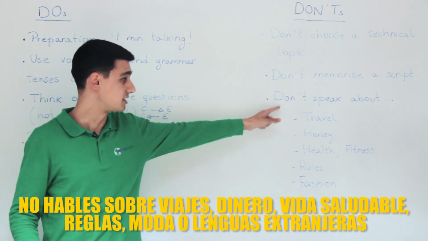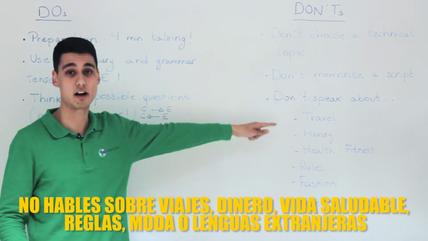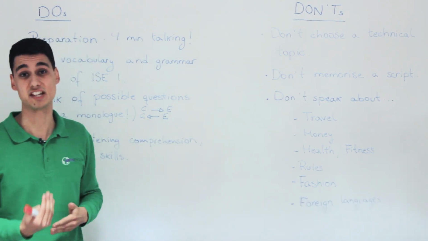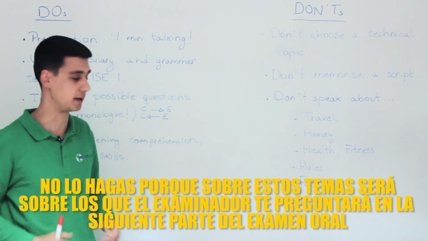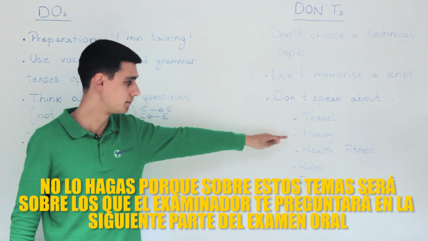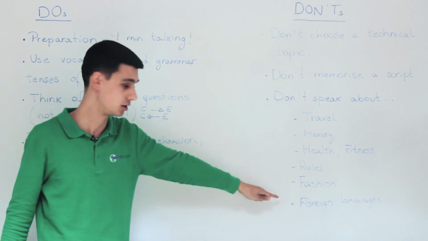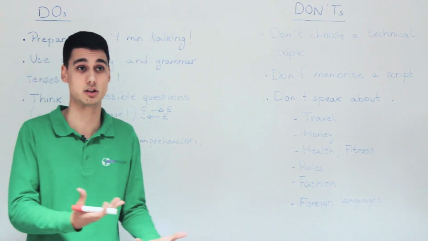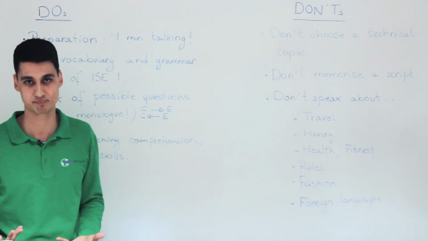My final tip is don't speak about these topics. Why? Well, because these are the topics that the examiner will ask you about in the conversation phase, okay, which is the next phase just after the topic. So please don't do your topic on travel, money, health or fitness, rules, fashion, or foreign languages, okay? So you cannot write about how I learn English or how difficult learning English is.